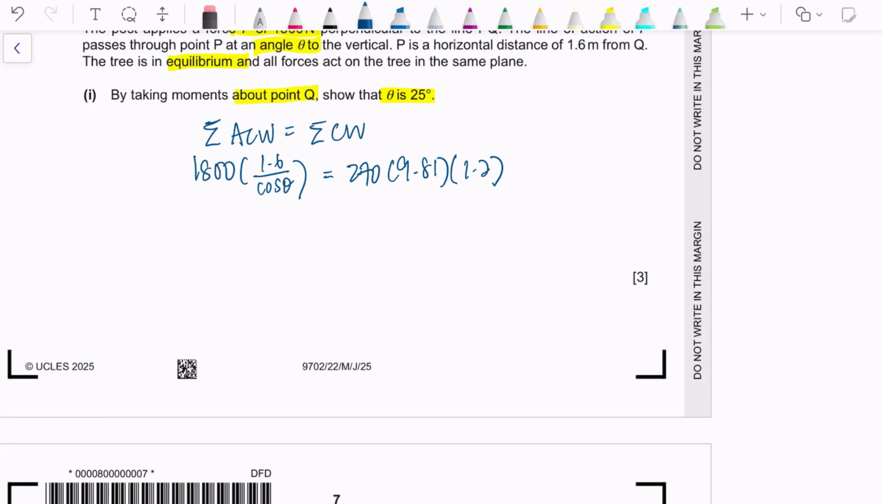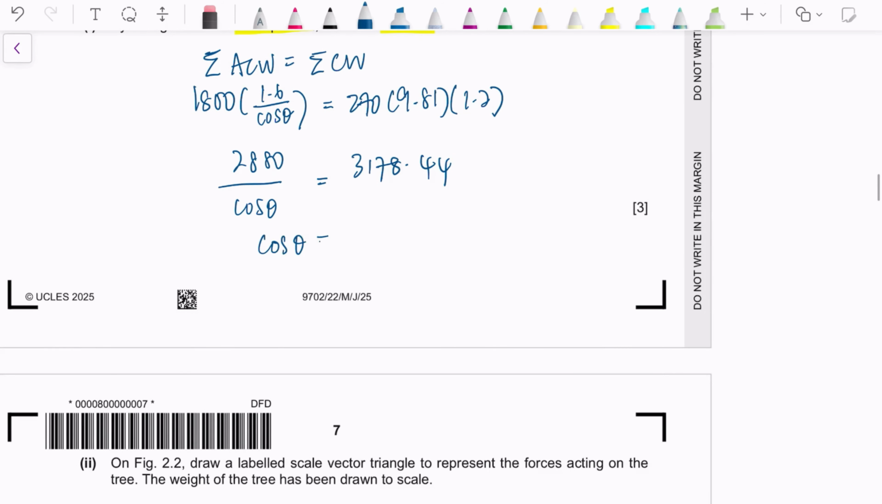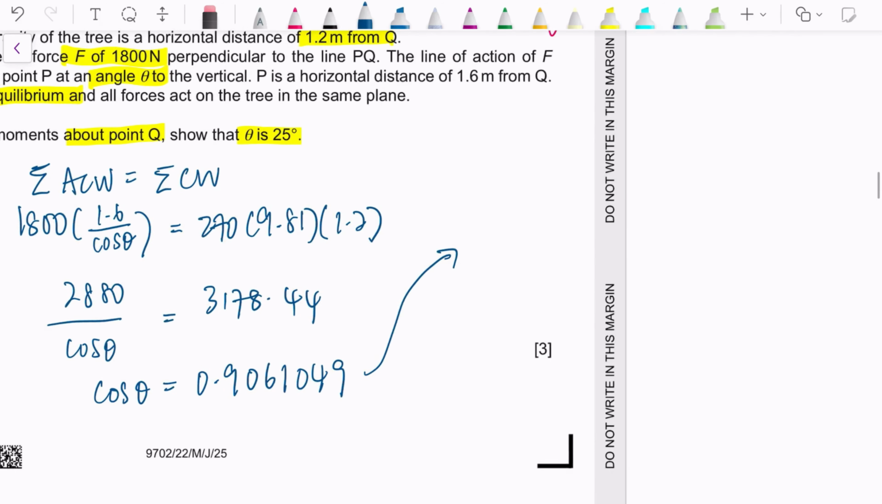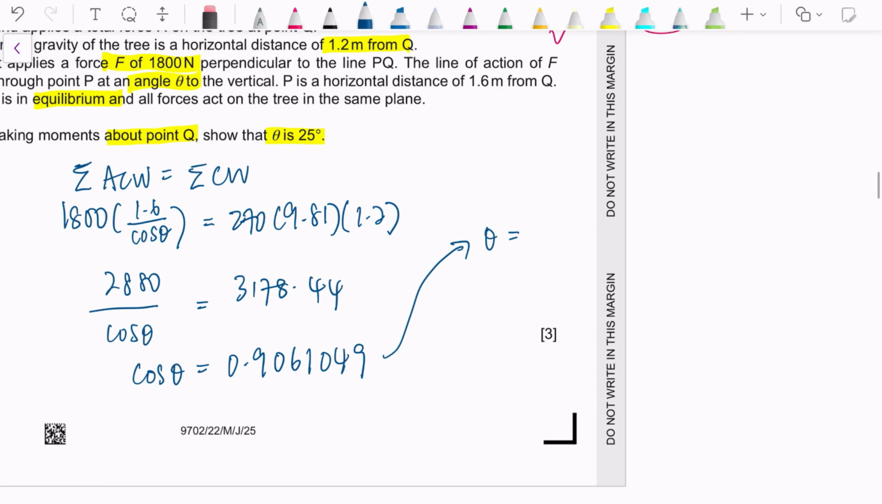Okay, make sure your calculator is in degrees because they want it in degrees. If it's not, you're not going to get the answer. So this is 3178.44. Cos theta would be 0.906104.9. I have a habit of writing more decimal places in between my calculation to ensure accuracy. And you'll get 25 degrees, and this would be your answer.